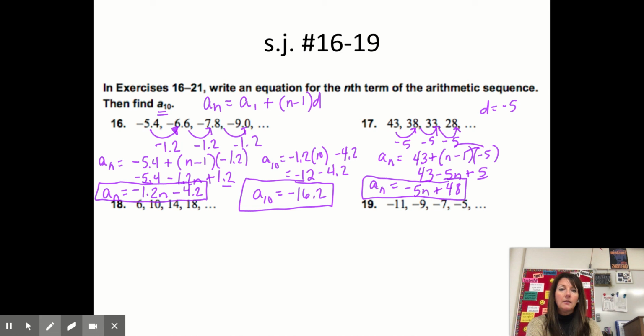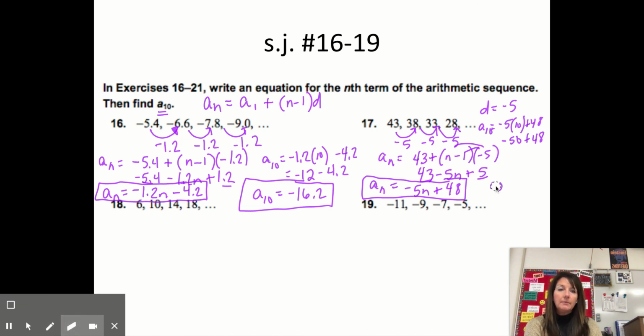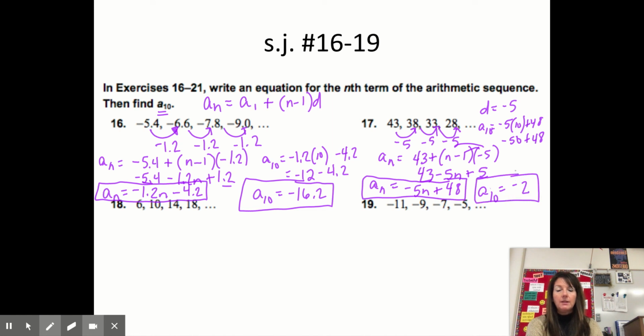Then we're going to use that to find A sub 10, which would be equal to negative 5 times 10 plus 48. So we'll have negative 50 plus 48, or A sub 10 is equal to negative 2. Got a little messy here. So there's your two answers right there.